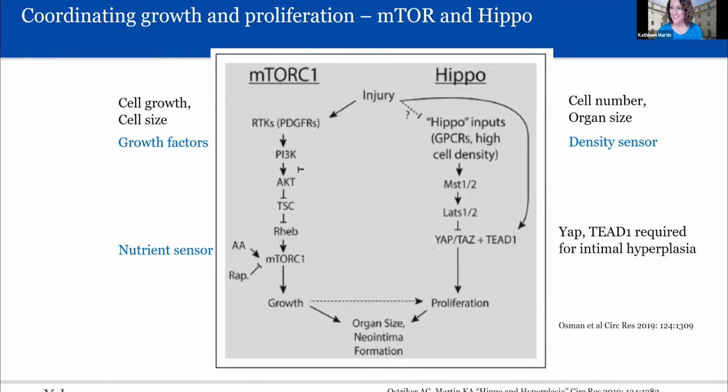who I'm excited to see is here with us on this webinar today. He's really pioneered this field, and I was pleased to write this particular editorial on his paper. He's made important contributions showing that YAP and TEAD are required for intimal hyperplasia, and that there are connections between the mTOR and Hippo pathways whereby they amplify each other's activity.